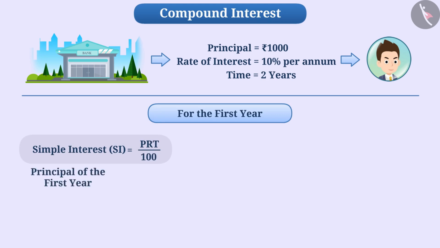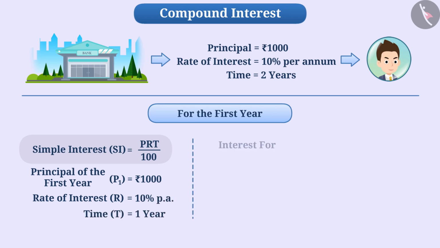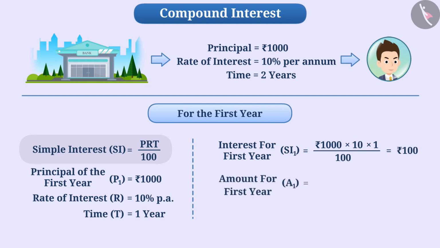Here, the principal of the first year P1 is rupees 1000. The rate of interest R is 10% and time T is 1 year. In this way, interest for the first year SI1 is equal to rupees 1000 multiplied by 10 multiplied by 1 divided by 100, which is equal to rupees 100. At the end of the first year, the amount A1 will be principal P1 plus interest of the first year, which is equal to rupees 1000 plus rupees 100, which is equal to rupees 1100.